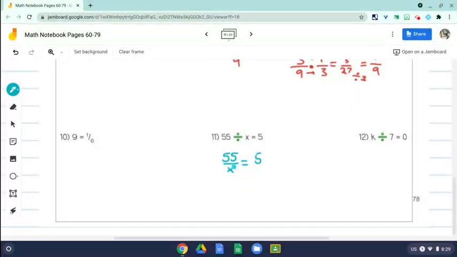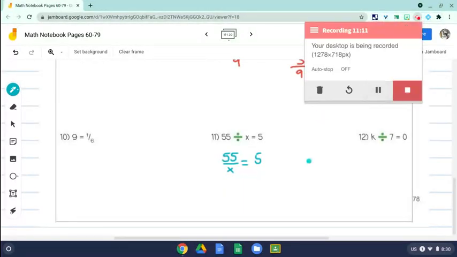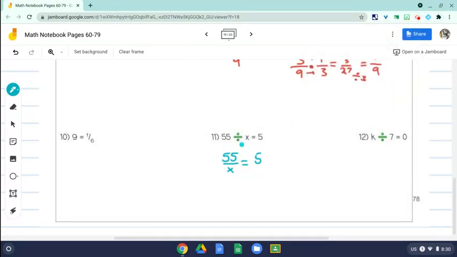So what can we do here? We've got 55, we've got divided by x. We need to get this x by itself, don't we? Okay, so this one will take a little bit of extra finagling, and I don't think that this is too hard, but it's going to take an extra step. We need to get this x by itself, but I'm going to take a couple steps to get to that x being by itself. The first thing I'm going to do is, because this is 55 divided by x, I'm going to use the multiplication property of equality to multiply both sides by x.